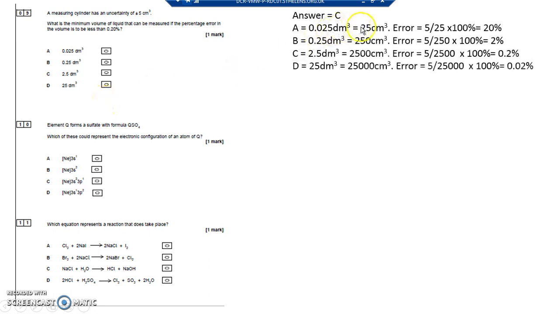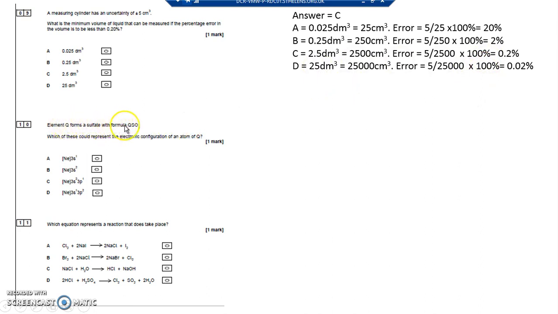Then, once you've converted them all, you take the 5, which is how far out it could be, divide by the volume and multiply by 100%. So your answer is C. If you note, the larger the volume that you're measuring, the lower the error, because it's the uncertainty divided by the volume that you're measuring out, multiplied by 100%. But your answer is C.